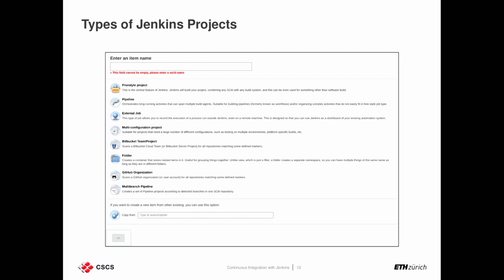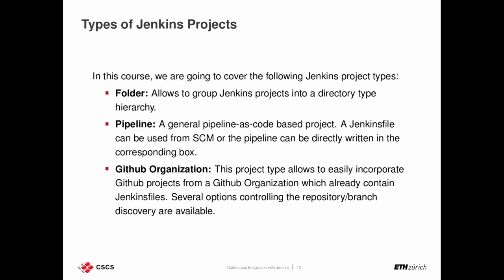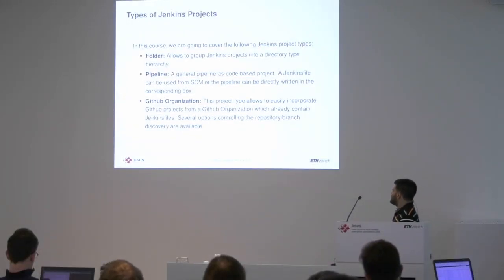More project types can be added depending on the plugins that you have installed. Here I will talk about the three easier project types to work with. The first one is the folder, which is basically a Jenkins way to group together projects that belong to some certain repository or are related somehow. The pipeline, which is a general pipeline as code-based project. I'll talk about what the Jenkinsfile is after that.